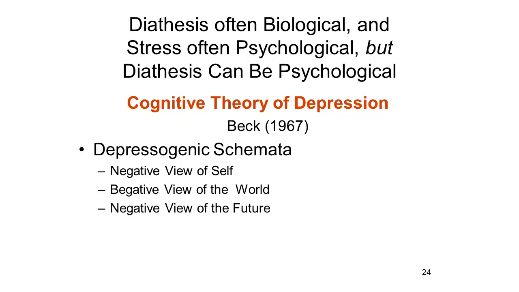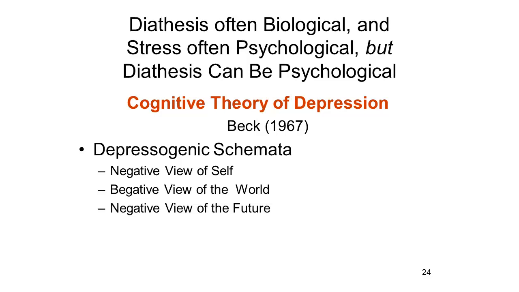in 1967. Based on his clinical observations, Beck argued that depressed patients are characterized by a particular pattern of thinking, which he called depressogenic schemata. You'll remember from our lectures on perception and memory that a schema is an organized cognitive framework for perception and memory. Combined with information supplied by the stimulus, it allows us to make inferences about what's out there in the environment.